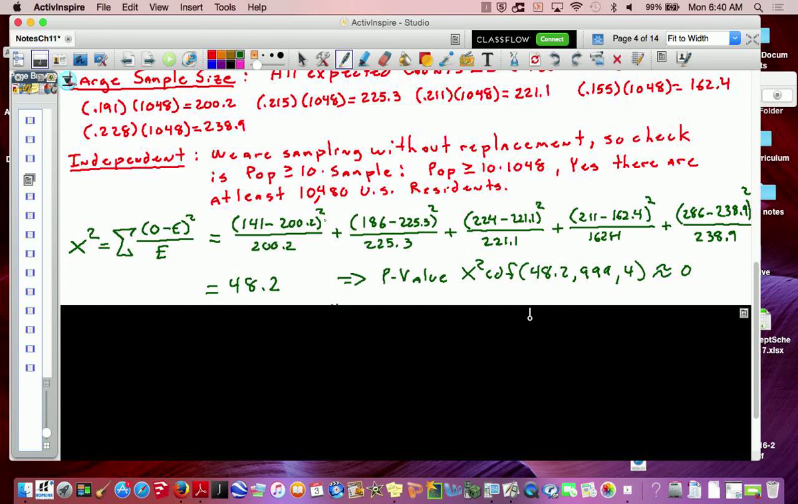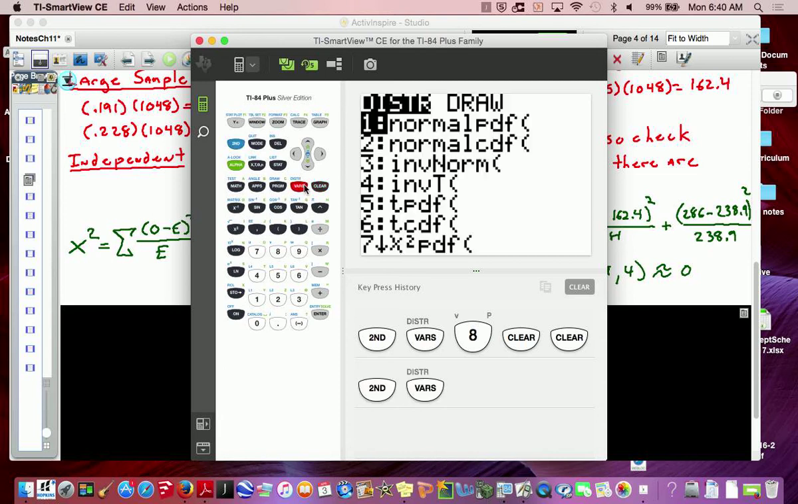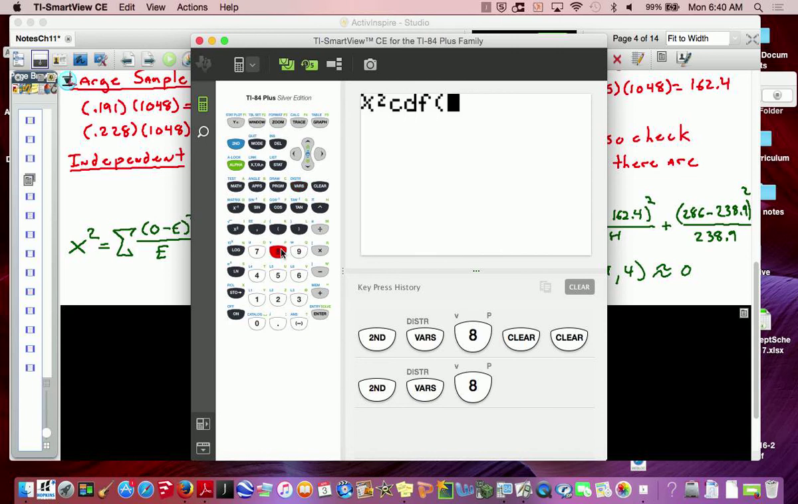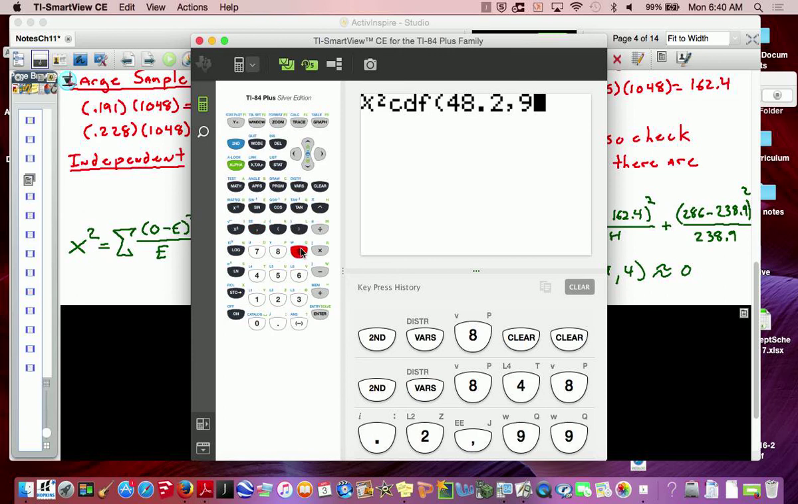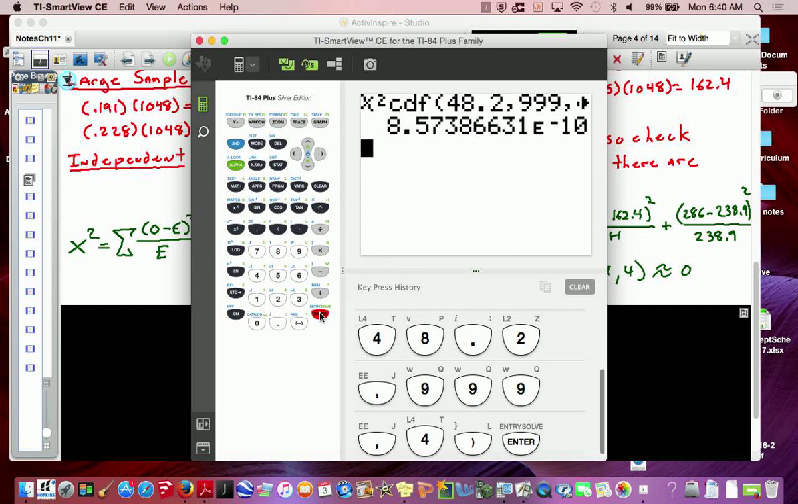This is basically 0. Just to show you on the calculator, I can probably pull it up here. To do chi-squared on your calculator, second bars, and it's number 8, chi-squared CDF, 48.2, comma 999, comma my degrees of freedom, in this case 4, because I had 5 different age groups, minus 1 gives me my degrees of freedom of 4. So you can see here it's 8.57 times e to the negative 10.